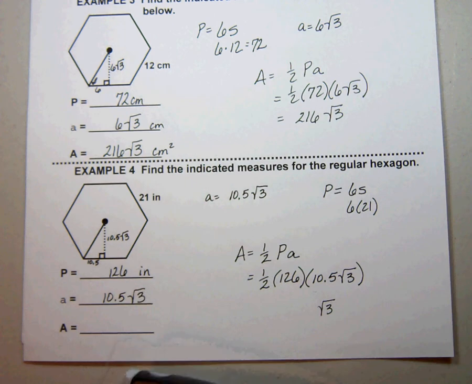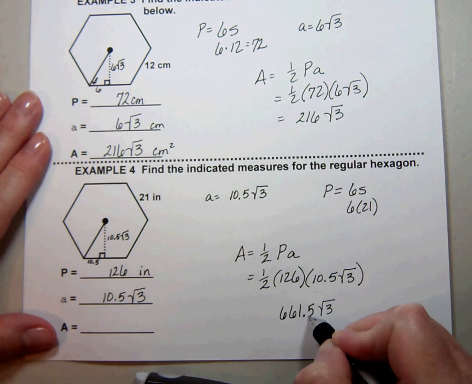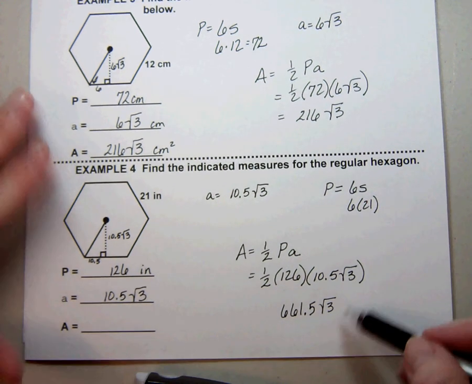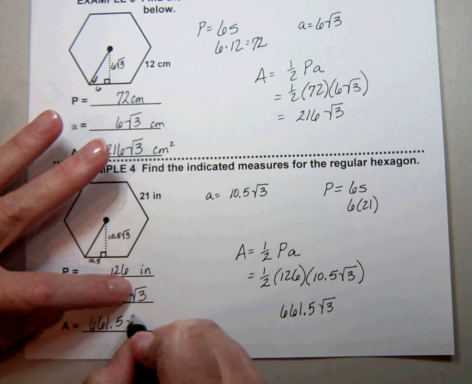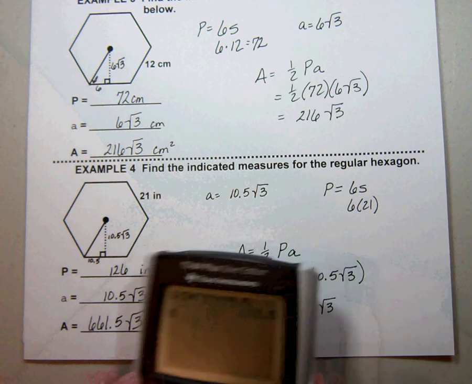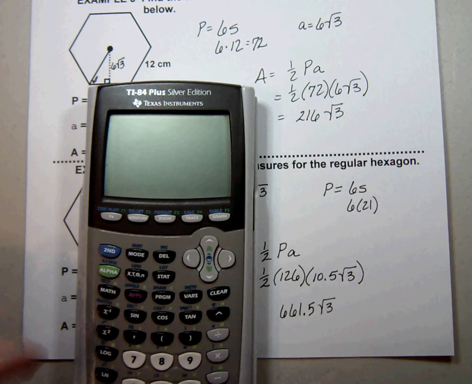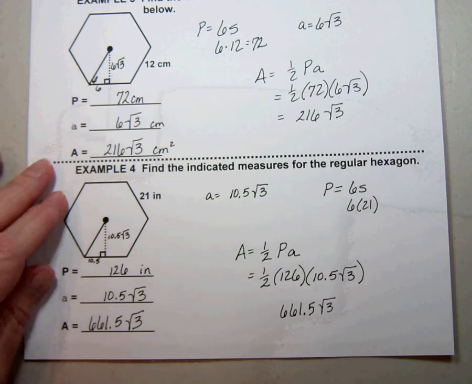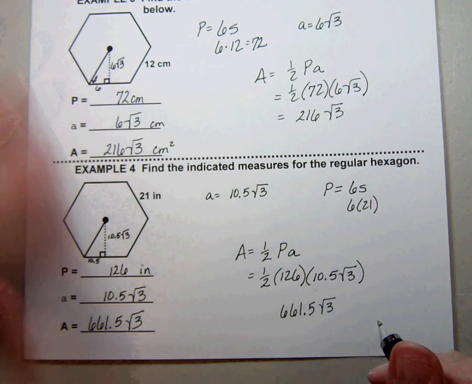Just make sure when you type it in, just type in 1/2 times 126 times 10.5. This is a pretty big number, but it's 661.5 times the square root of 3. Don't leave the radical 3 off. It'll be wrong if you don't. So it's 661.5 times the square root of 3. I'll show you if I were to put it in the calculator and type in times the square root of 3, oops, I'll have to do that later. I've got to get some batteries. Times the square root of 3, you'll get a decimal answer for that one.